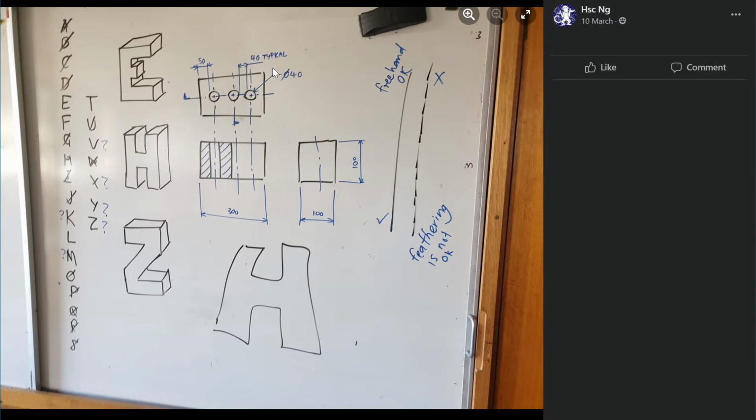Another reminder: the top view has to be on top, the side view has to be to the side, and they have to line up. This is the view from that side. If I stood on this object and looked from this side, that's what I would see.